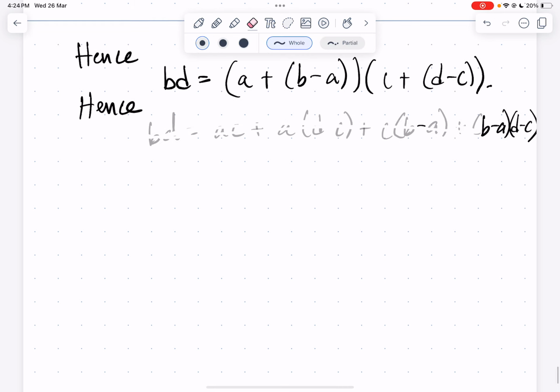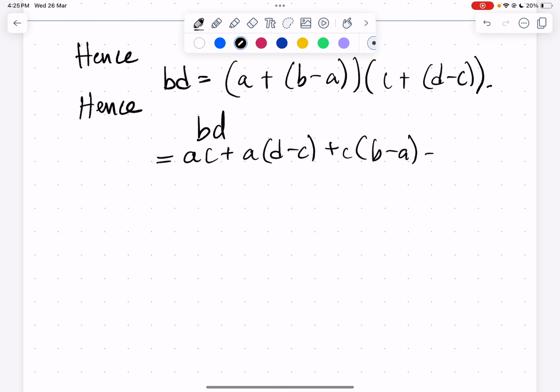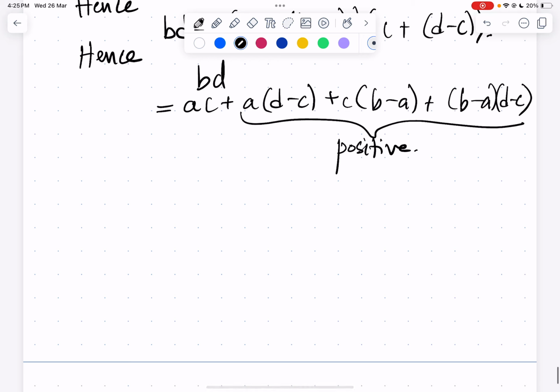Or I'll write BD is equal to AC plus A into (D minus C) plus C into (B minus A) plus (B minus A) into (D minus C). Now note that all these terms are positive. B minus A is positive, D minus C is positive, A is positive, C is positive. Hence BD is AC plus some positive thing.